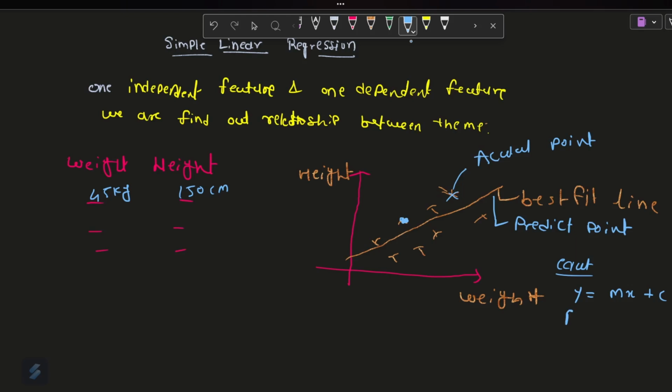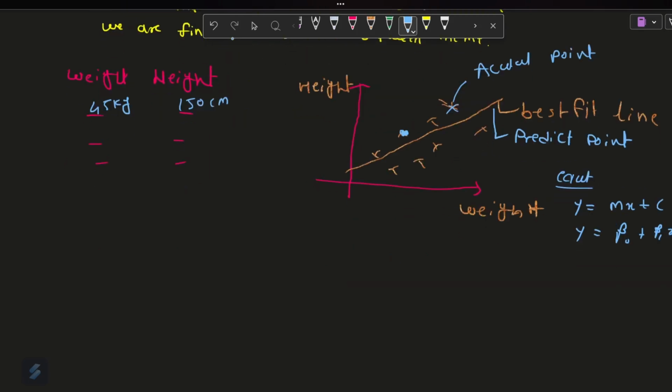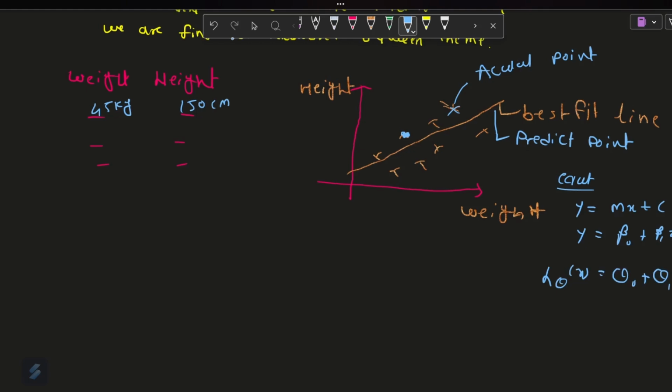This is a mini way of writing the line equation. Similarly, y is equal to beta 0 plus beta 1 x1. One more equation that is the most useful is h of theta x is equal to theta 0 plus theta 1 x1. This is one more equation of that line.